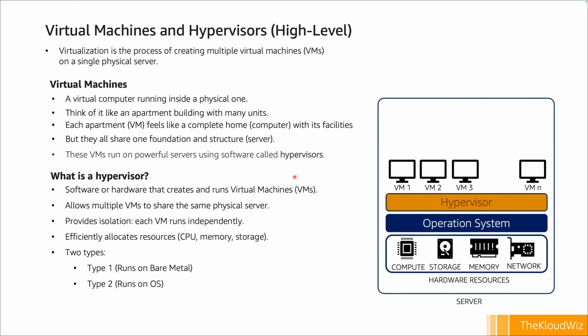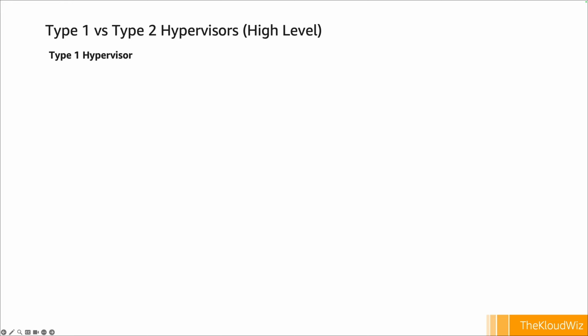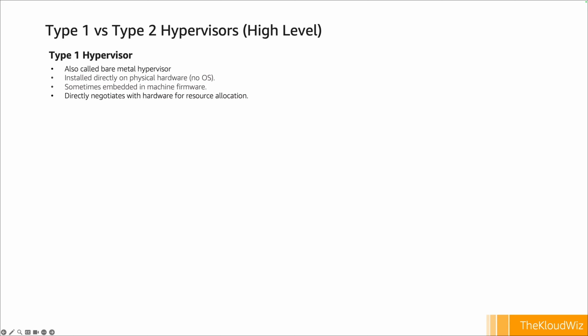So now let's look at a comparison between the type 1 and the type 2 hypervisors. Let's look at the type 1 hypervisor first. The type 1 hypervisor is also called the bare metal hypervisor. What it means is that it is installed directly on the hardware, unlike the example that we saw earlier. So for a type 1 hypervisor, we don't need an operating system at all, right? It can run on the physical hardware itself like an operating system on its own. It also sometimes comes embedded in a machine's firmware. Okay, so this one directly negotiates with the hardware for resource allocation.